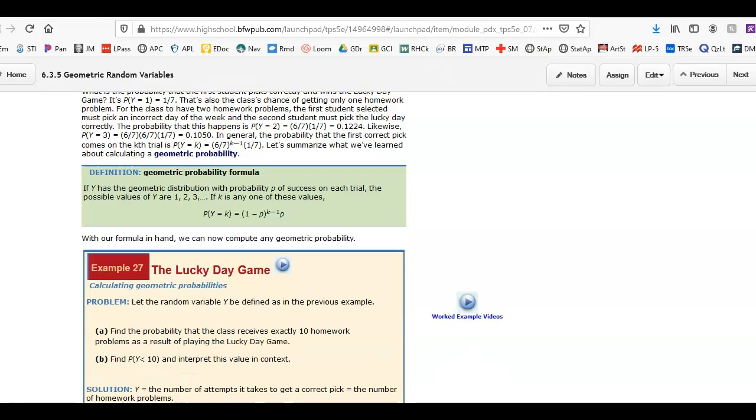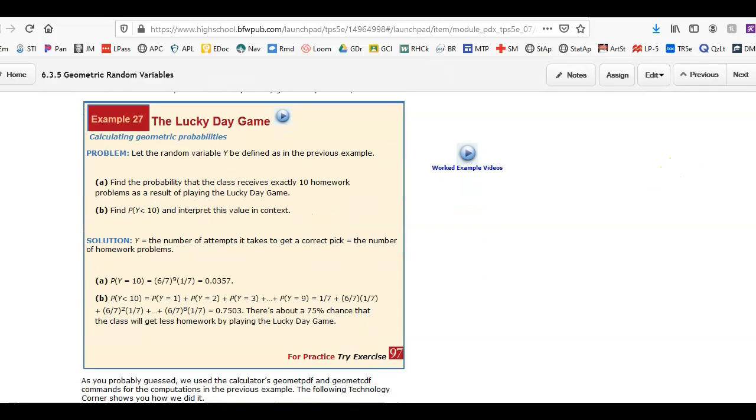So here's what we have. We have this geometric probability model, and this is your formula. It's basically saying how long you're going until you have a success. So if this is 5, then the first 4 are not going to be a success, and the 5th one is going to be a success.